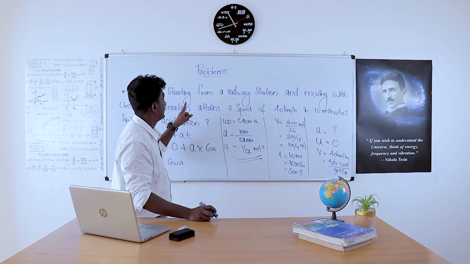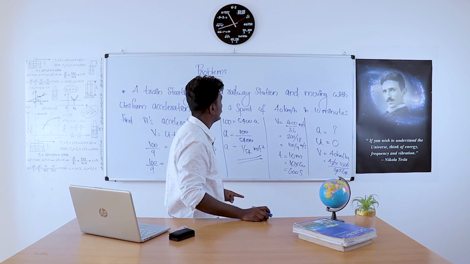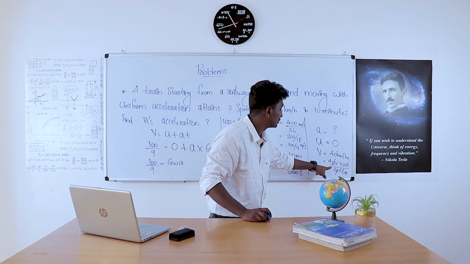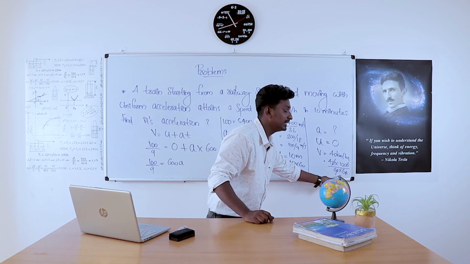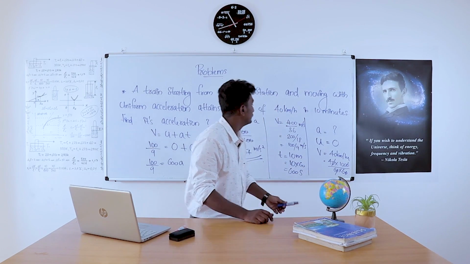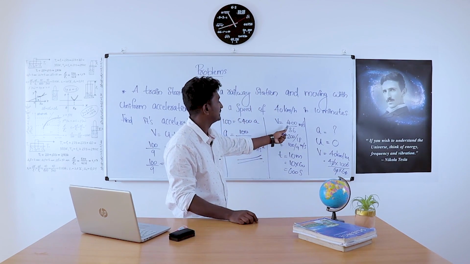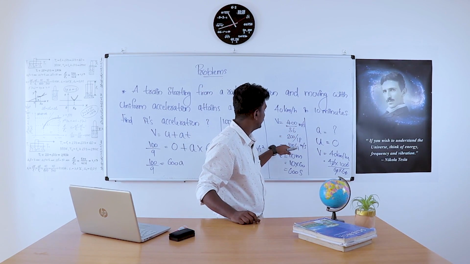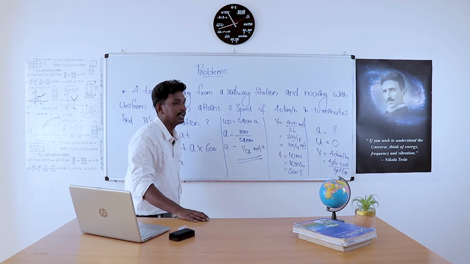Here a train is starting from a railway station. Therefore, I take u is equal to 0, and it attains a speed of 40 kilometer per hour. We have to convert this kilometer per hour to meter per second. To convert kilometer per hour to meter per second, multiply it by 1000 by 3600. That is, simply multiply it with 10 by 36. That is 40 into 10 by 36, that is 400 by 36. When simplifying, dividing by 2, 400 by 2 is 200, 36 by 2 is 18. Again simplifying by 2, 200 divided by 2 is 100, 18 divided by 2 is 9. That is 100 by 9 meter per second.